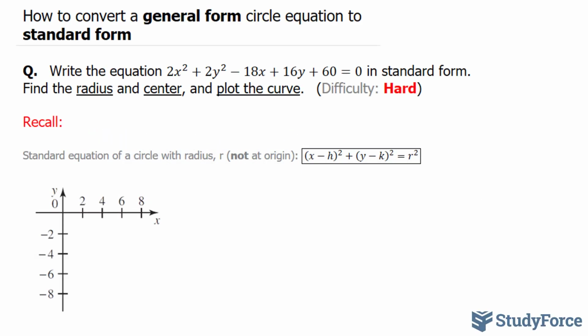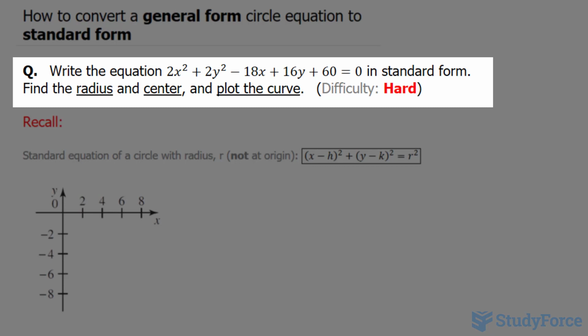In this video, I'll show you how to convert a general form circle equation to one that's in standard form. The question reads, write the equation 2x squared plus 2y squared minus 18x plus 16y plus 60 is equal to 0 in standard form. Find the radius, center, and plot the curve.